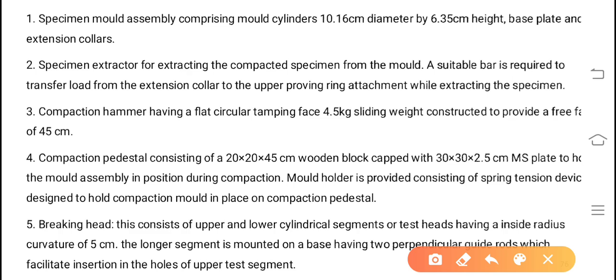Breaking head consists of upper and lower test heads. The longer segment is mounted on a base having two perpendicular guide rods which facilitate insertion in the holes of the upper test segment.